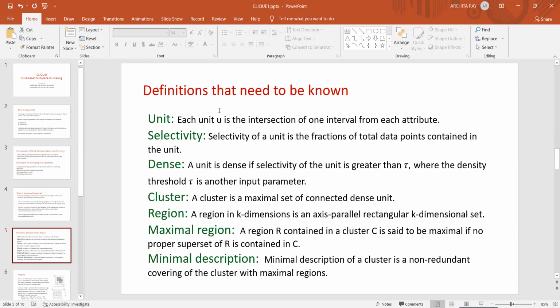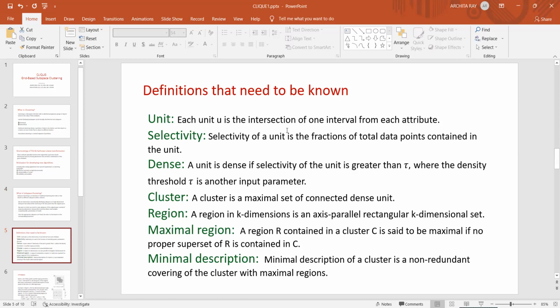Now we need some definitions. The first one is unit. Each unit U is the intersection of one interval from each attribute. Now selectivity. Selectivity of a unit is the fraction of total data points contained in the unit. Third one is dense. A unit is dense if the selectivity of the unit is greater than tau, where the density threshold tau is an input parameter. Cluster. A cluster is a maximal set of connected dense units.